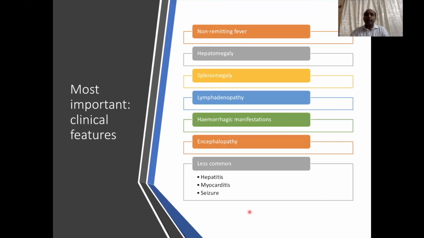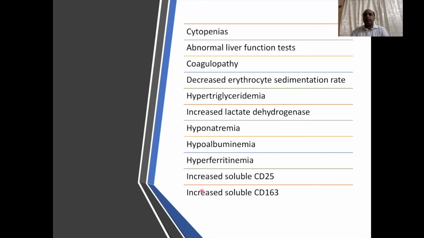But in COVID-induced macrophage activation syndrome or COVID-induced cytokine storm, you can get lung-predominant organ-specific features like ARDS. And these are the laboratory features you will get: cytopenias, pancytopenia or thrombocytopenia or anemia.